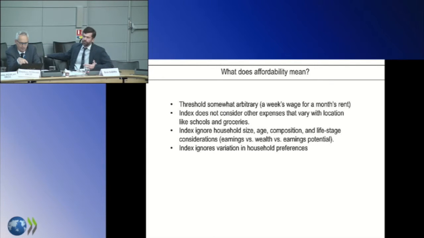So you would really want, you don't really care if a young household is spending 50% of its income on housing, provided that they have good future earnings prospects, but you might care a lot if an older household does.